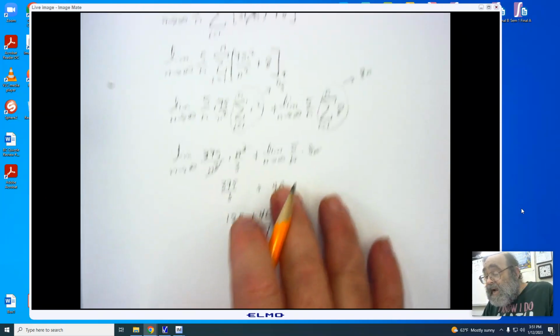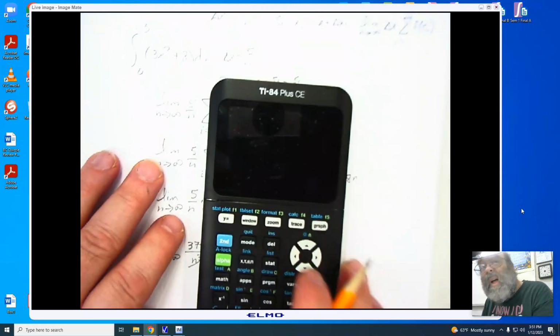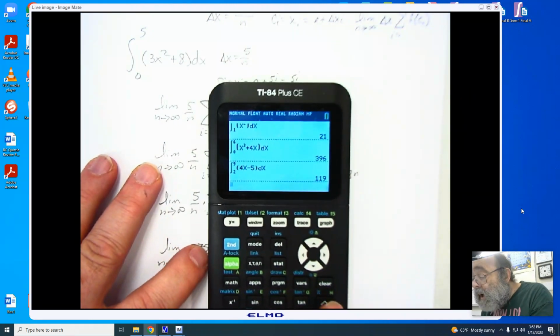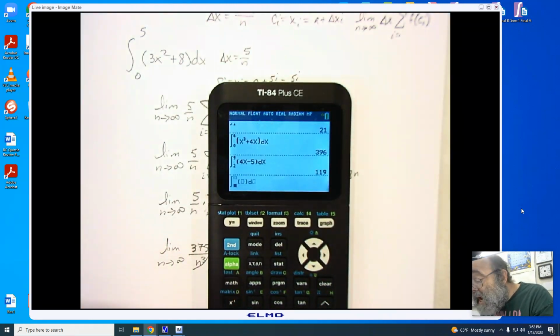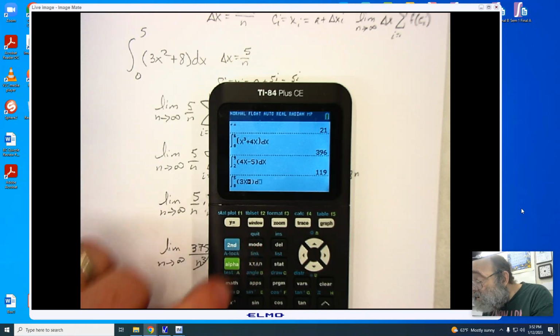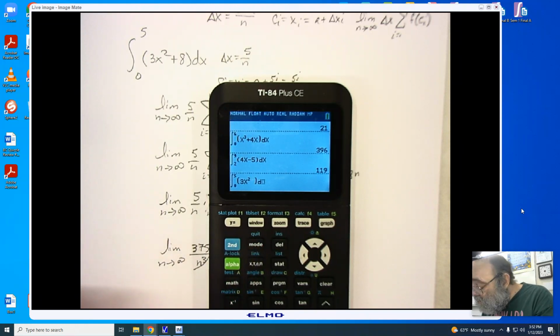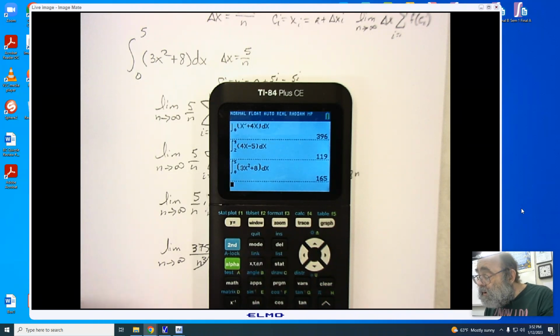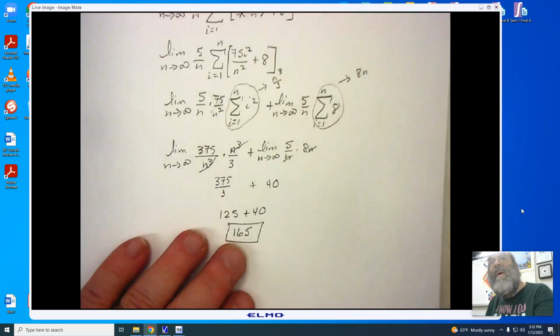I'm now going to check my answer by going to my calculator and plugging it in. I have math 9 from 0 up to 5 for the function 3x squared plus 8 dx, enter. And you'll notice I get 165, the same answer that we got.